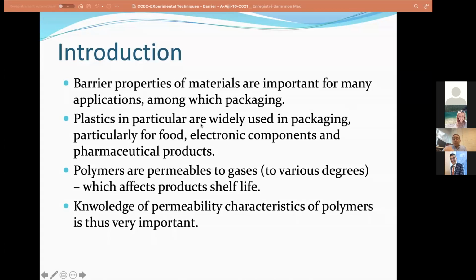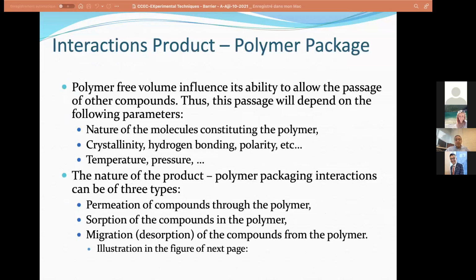Plastics in particular, and I will talk mainly about polymers and plastics, are among the materials that are used for these packaging applications, and that have a wide range of permeation and barrier properties, from quite permeable to quite impermeable. And they are used, as I mentioned, in many food packaging applications, for example. So knowledge of the permeability characteristics of polymers is important.